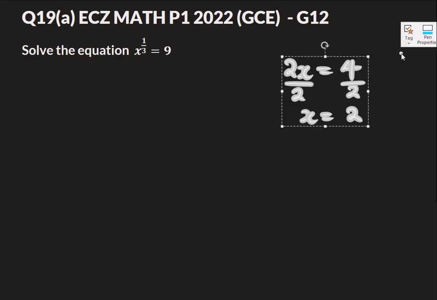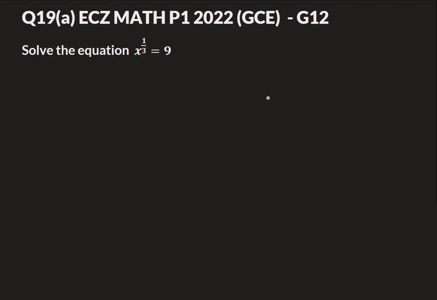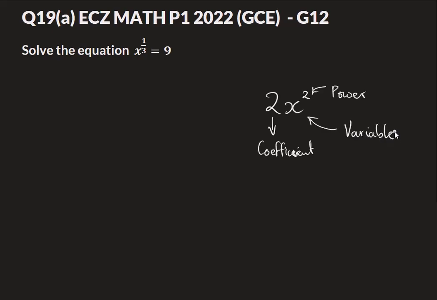If you have forgotten what coefficients are, let me give you a simple recap. This number here is what we call the coefficient. This number here is what we call our power or our index, the main focus of this video, and this here is what we call our variable. In algebra, the property is simple. If I divide the coefficients by a certain number on my left side, I should also divide what is on my right hand side by the same number.